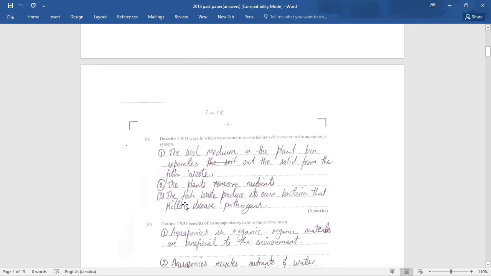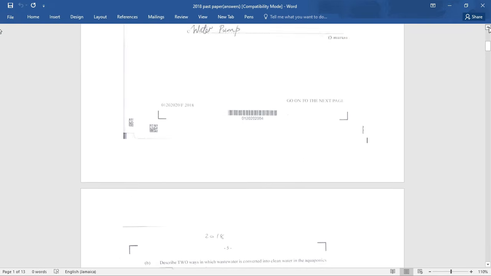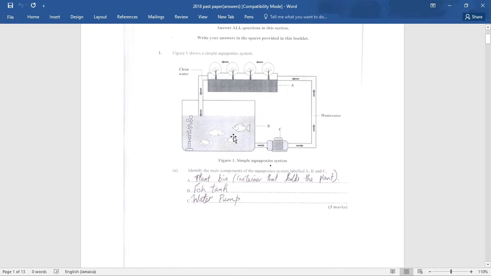And number 3, the fish waste produces its own bacteria that kills disease pathogens. What makes the fish a suitable animal for growing crops with is that the fish produces its own bacteria and fungi that kill germs like streptococcus. Because if you use chicken waste, the germs from the chicken waste could be easily transferred to the plants, but in the aquaponic system, the fish produces fungi that will actually kill those disease causing agents that would normally affect humans.